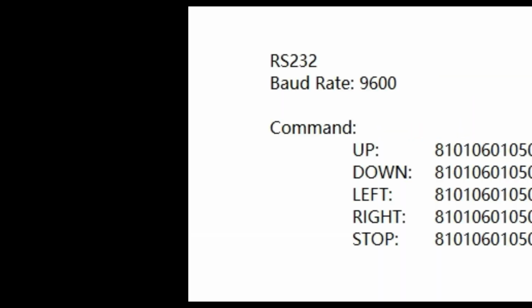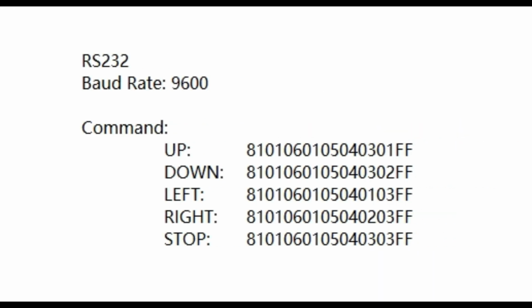Preparation. First, confirm the type of control interface and the API command list for the camera. In this example, the camera uses RS-232 to control. Next, complete the hardware setup.